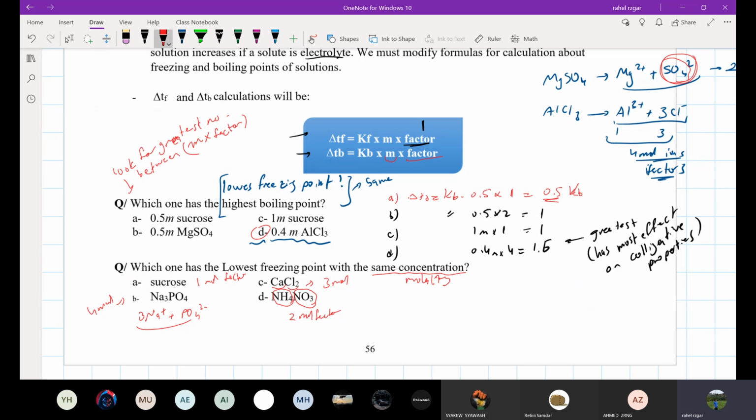So which one has the highest factor? That one has the lowest freezing point and has the highest boiling point as well. That's why the answer is B.